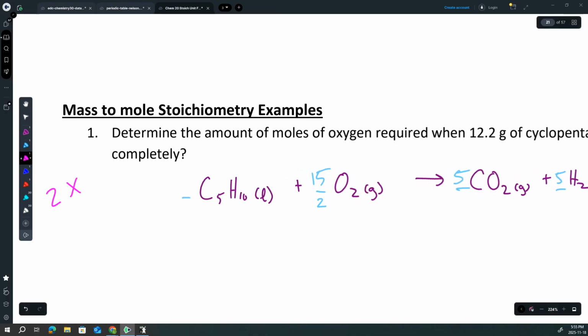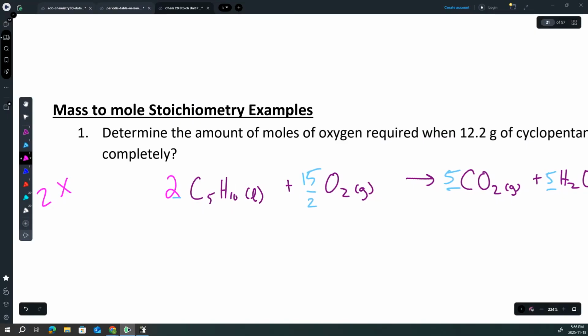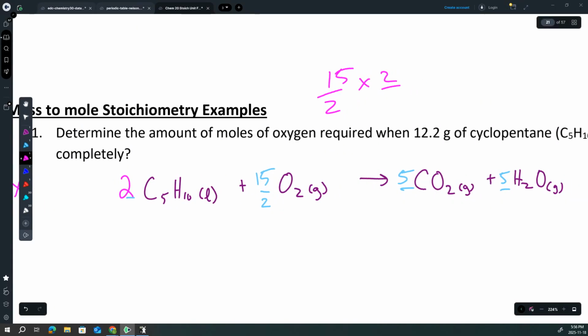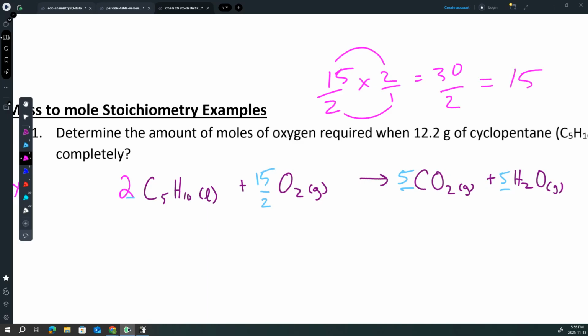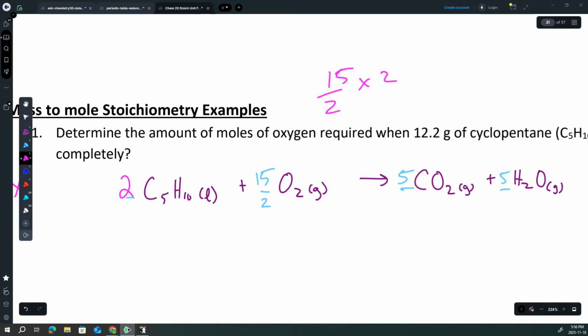So times by 2, so that's going to give us 2 molecules of C5H10. 15 over 2 times by 2, well, 15 times 2, that's 30. 2 times 1, that's going to be 2. That equals 15. Okay, if you wanted to do that the quicker way, what you could do is you could be like, well, 2's on the top, 2's on the bottom, those cancel out. Guess what? I get 15.